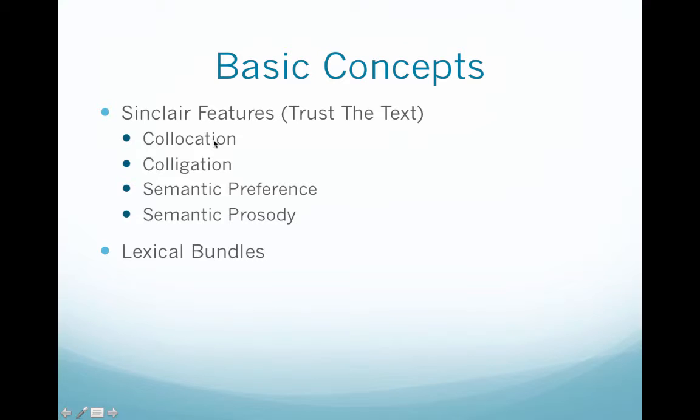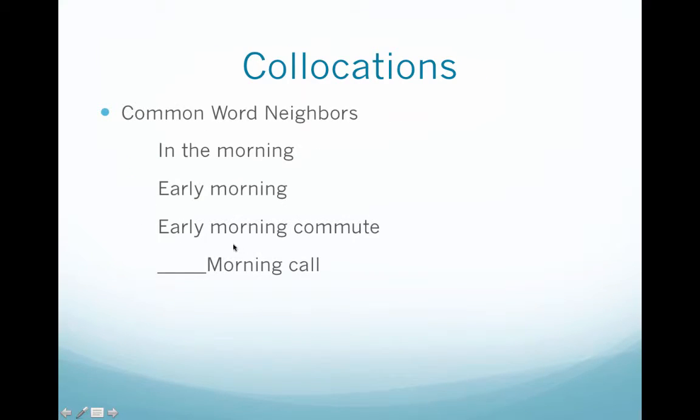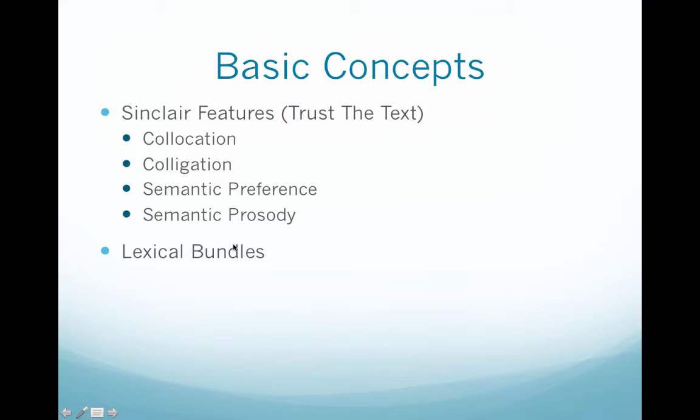So we're going to talk about collocation, colligation, semantic preference, and semantic prosody today as the concepts that Sinclair talks about in his book called Trust the Text, which I think came out in 1990 or 91. I'm also going to introduce this concept of lexical bundles, and that will segue into the next video. Many of you have heard about collocations, but I bet many of you have not heard about colligation, semantic preference, and semantic prosody.